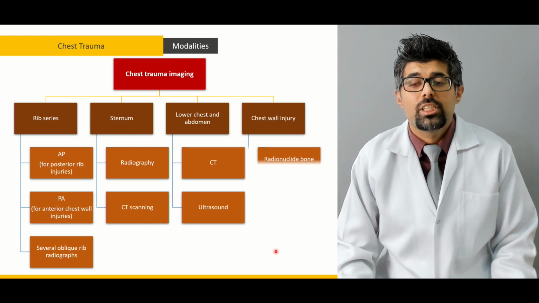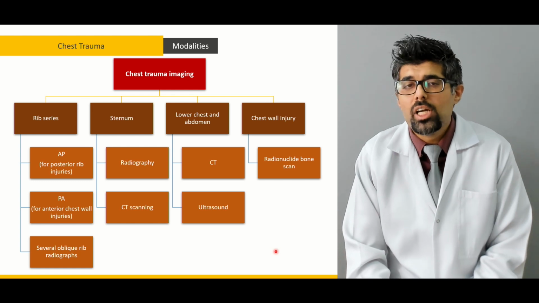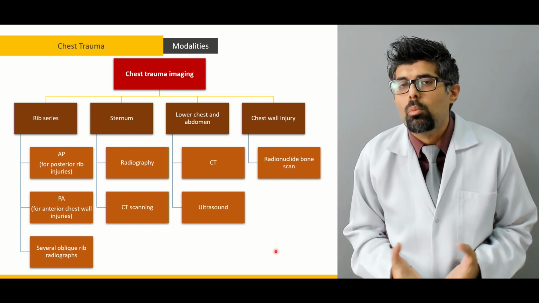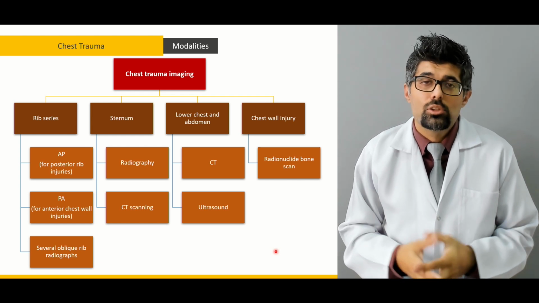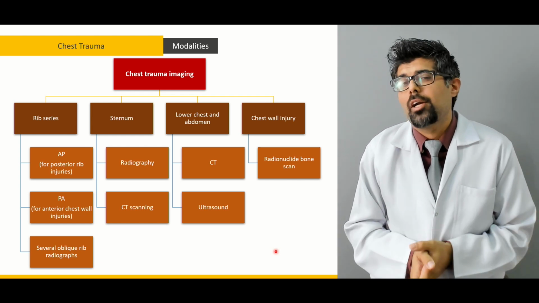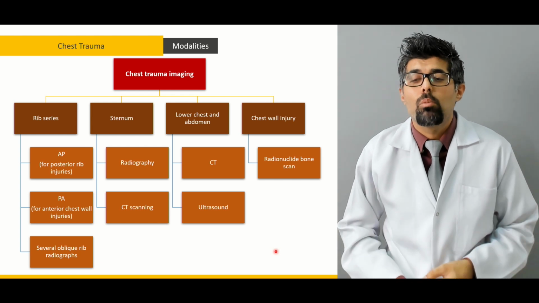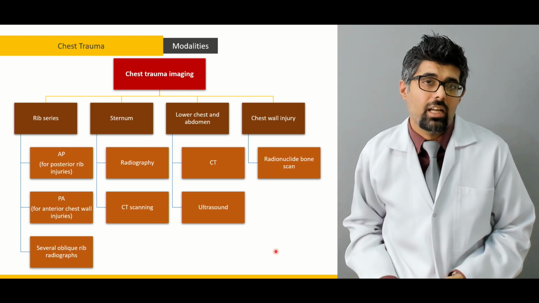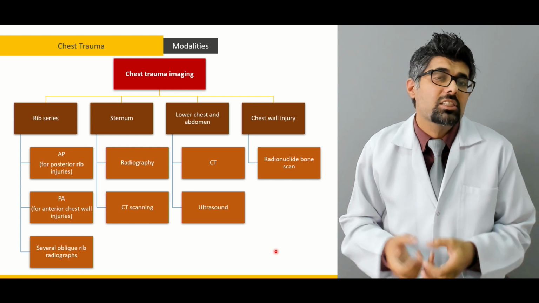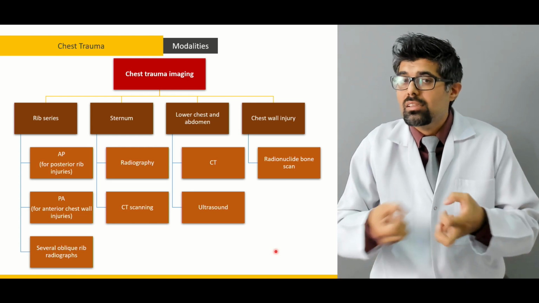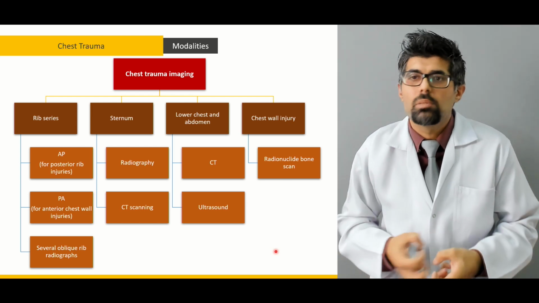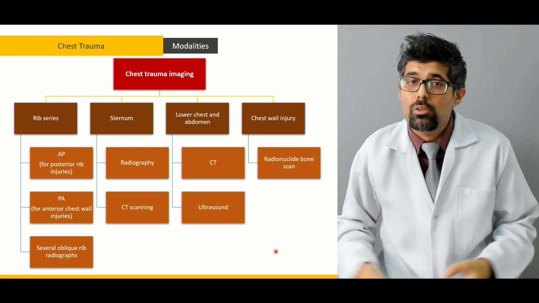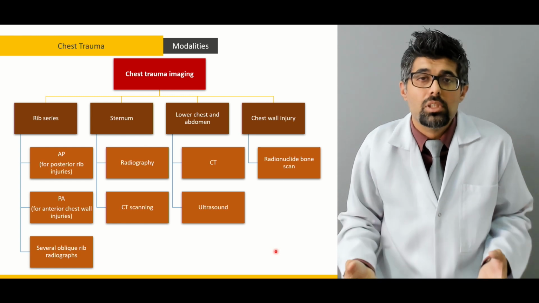Next, for the chest wall injury. Sometimes during trauma, we do not find any injury. So, for these special kind of cases, we perform a radionuclide bone scan. And that bone scan sometimes tells us that this trauma might not be due to some blunt force. It could be due to some malignancy or some other thing.